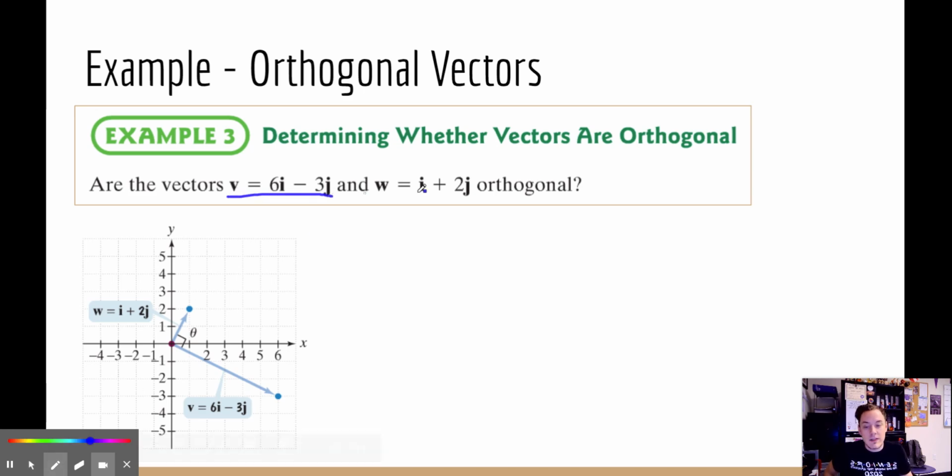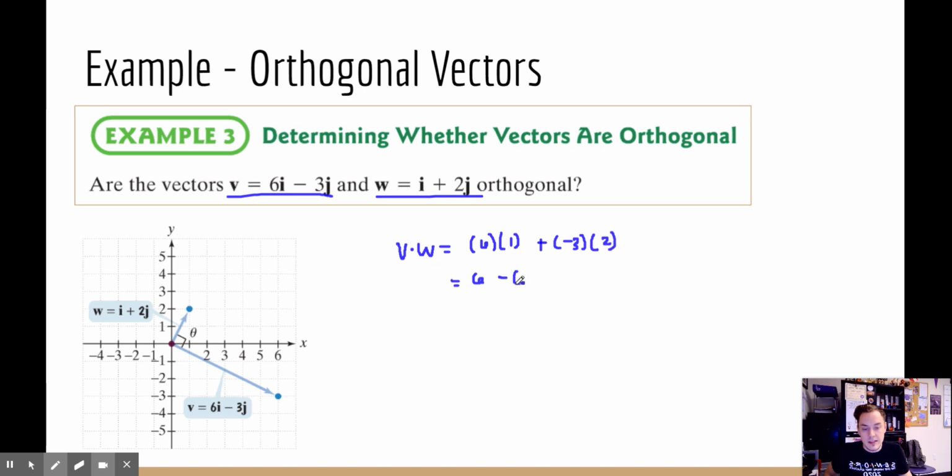So you'll just be given this, and you'll have to figure out how they can be orthogonal, or if they are orthogonal. How do you do that? You just find the dot product, guys. So this is just 6 times 1, because that's my i, and then plus negative 3 times 2. So this becomes 6 minus 6, which of course is 0. So that means, yes, they are perpendicular, or what we call orthogonal, okay?